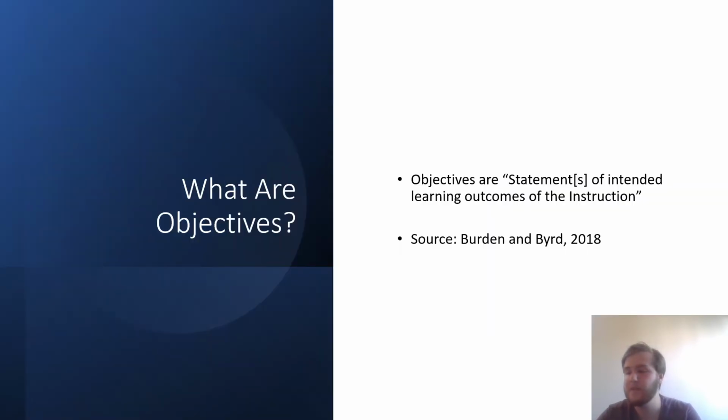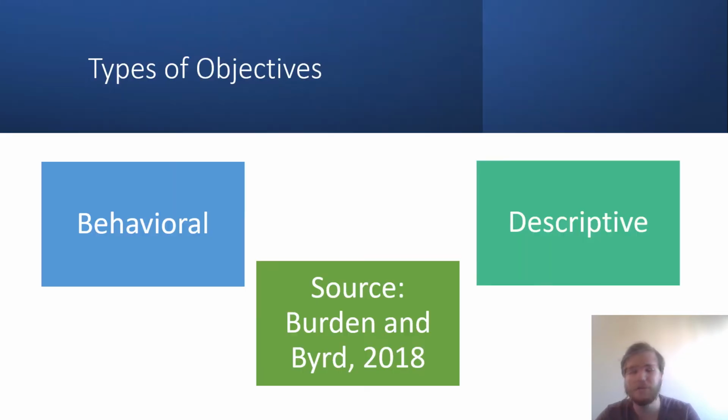All right, and now let's discuss what objectives are. Objectives are statements of intended learning outcomes of the instruction. There are 2 types of objectives. These are behavioral and descriptive.